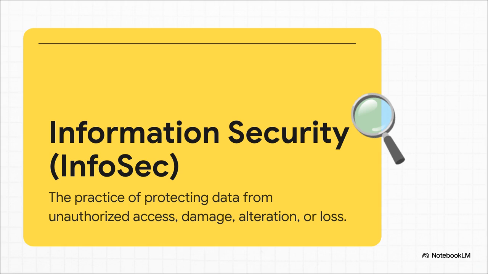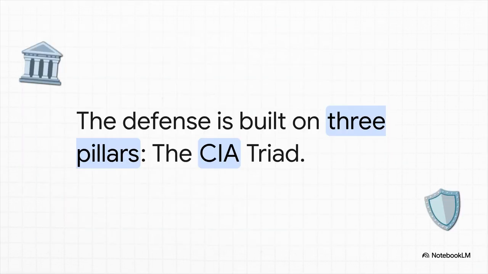So, you can think of InfoSec as this guardian, right? Its whole job is to protect our data from any kind of threat and just keep it reliable. Now, to make that happen, security pros don't just wing it. They build their defenses on a really solid, time-tested framework. And no, we're not talking about spies and secret agents here. In the world of cybersecurity, the CIA is an acronym for the three pillars of any good defensive strategy. I mean, this is the absolute bedrock of how we protect information.